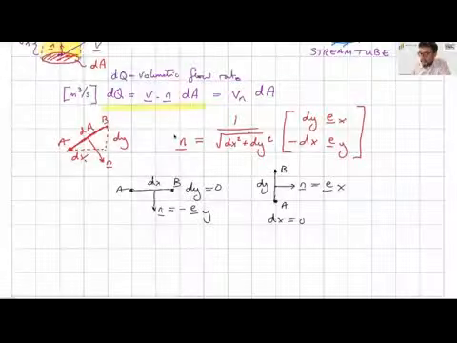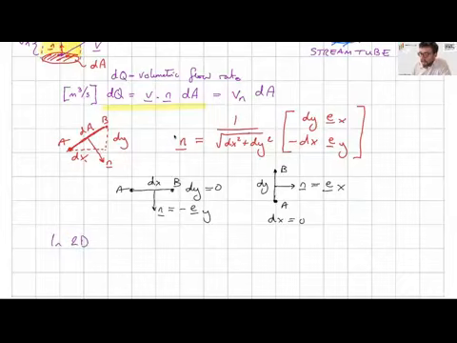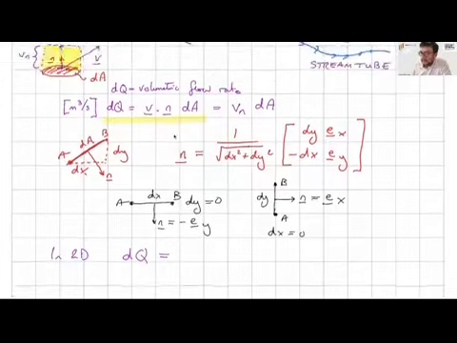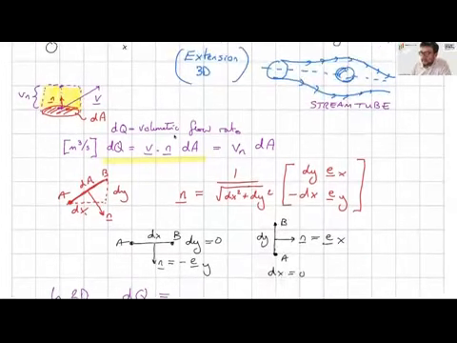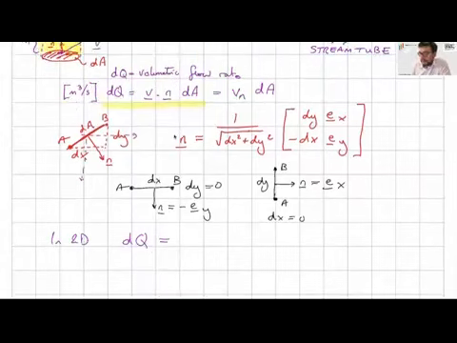So in 2 dimensions, we might be interested in making a statement about what is dq. And so dq will be equal to the volumetric flow rate that's passing through here, plus the volumetric flow rate that's passing through here. And so we would write this as v dot n dA. And this is for an arbitrary orientation.